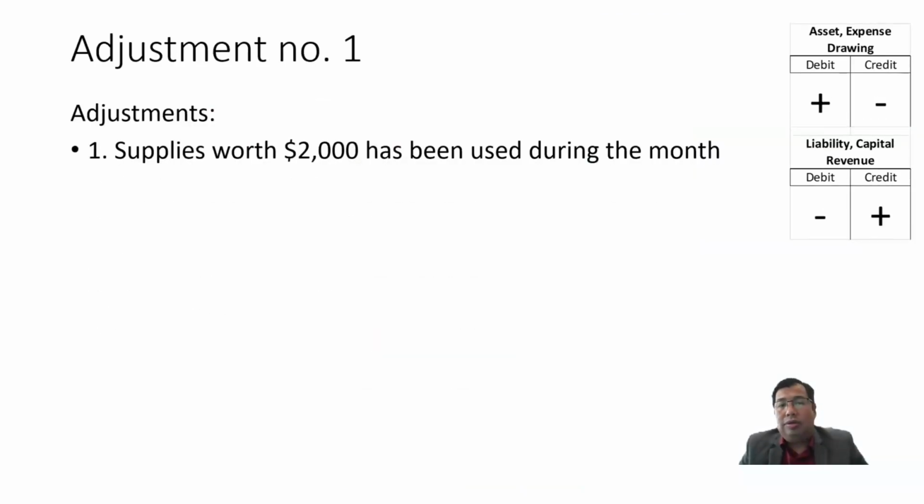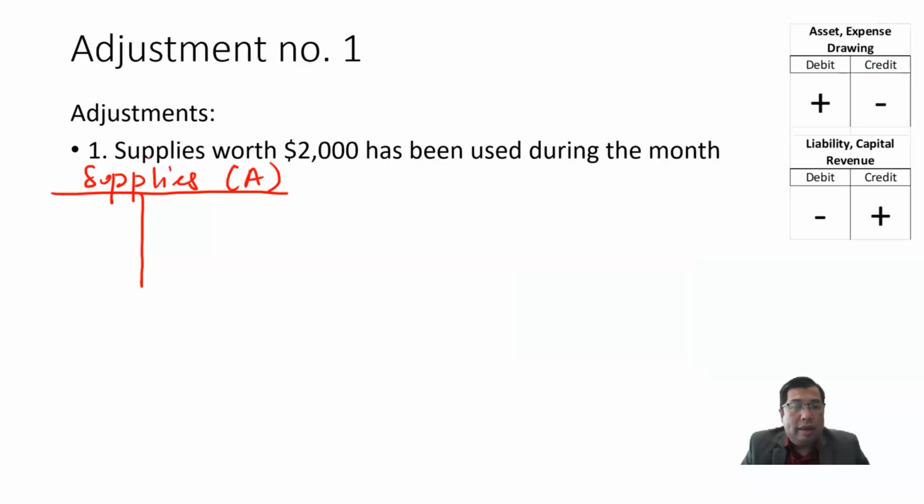Supply was 2,000 has been used during the month. So this is an asset. I just make a T-account here. This is supplies, and I call it an asset. You don't have to make the A, but I'm going to put here the amount, 3,000. How do I know it's debit? Because supply falls under asset.